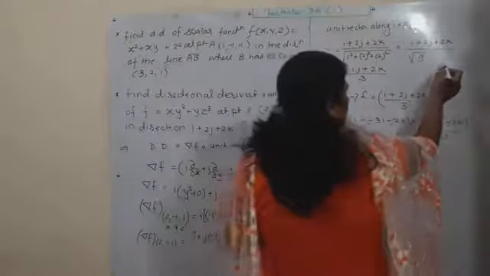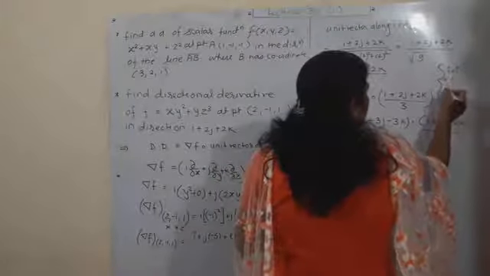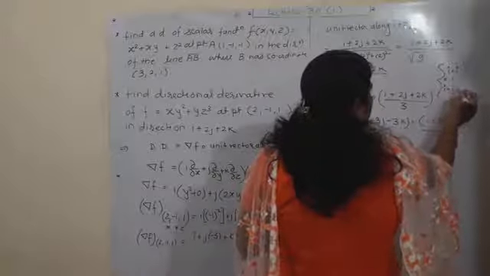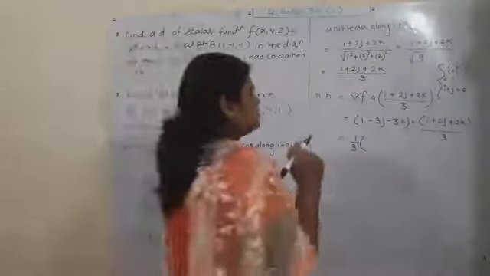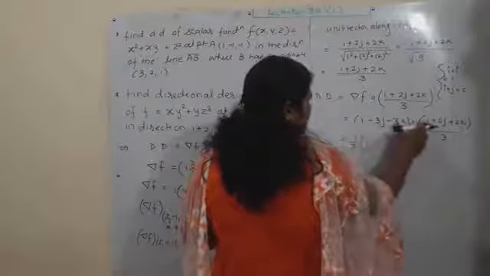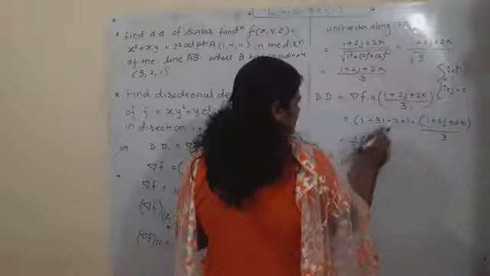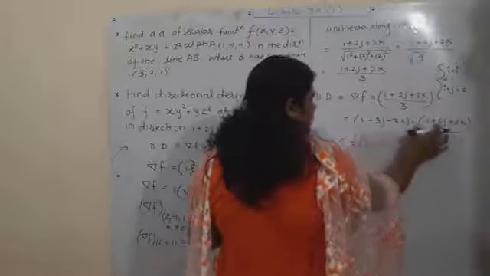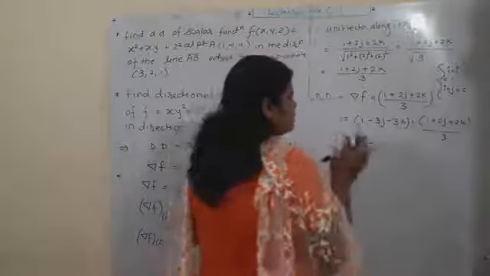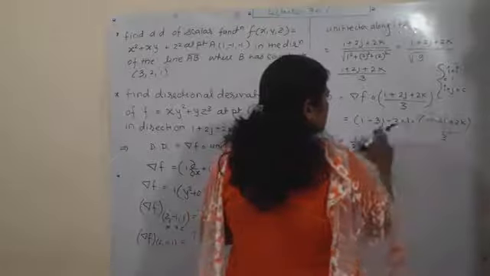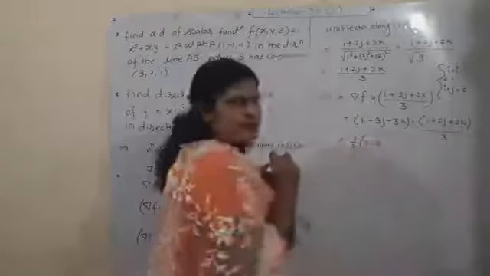Everyone knows this is basic: the dot product of two same vectors, that is i dot i, is equal to 1. When you take i dot j, that becomes 0. When you take i dot k, that also becomes 0. So here i dot i becomes 1. Then there is a minus sign. Again, i dot j becomes 0, and i dot k also becomes 0, so there is no need. And here again j dot j is 1, but minus 3 into 2, so it becomes minus 6.